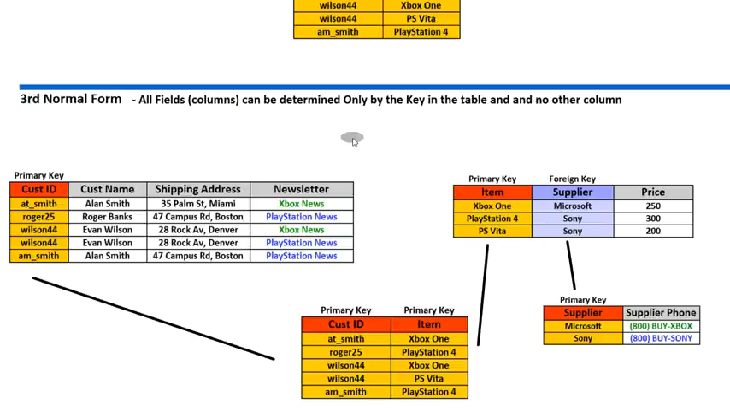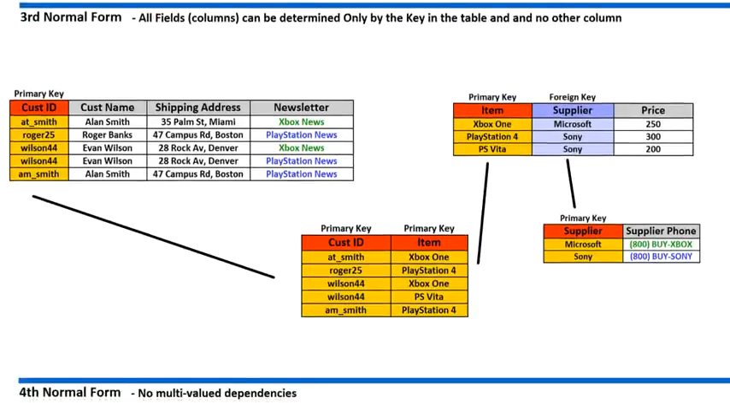Okay, so now all columns can be determined only by the key in the table and no other column. Well, this side is done for sure. There's no further way to normalize it. There's only this side left. So fourth normal form: no multivalued dependencies. Well, what does that mean? What's a multivalued dependency? It's basically this.